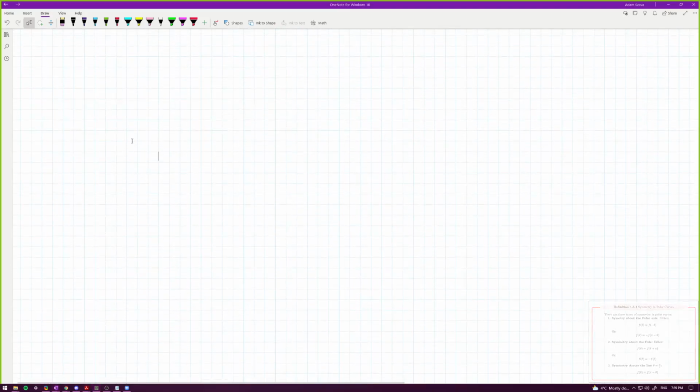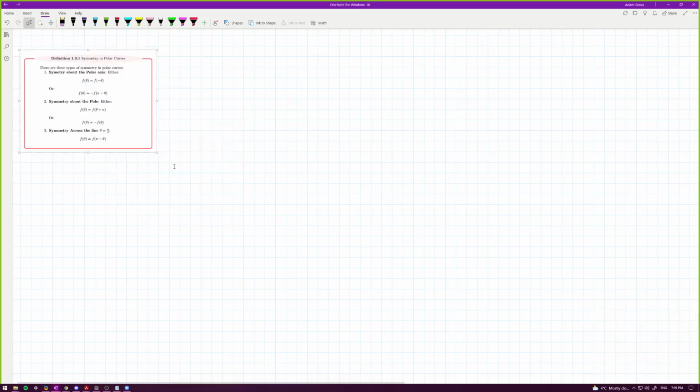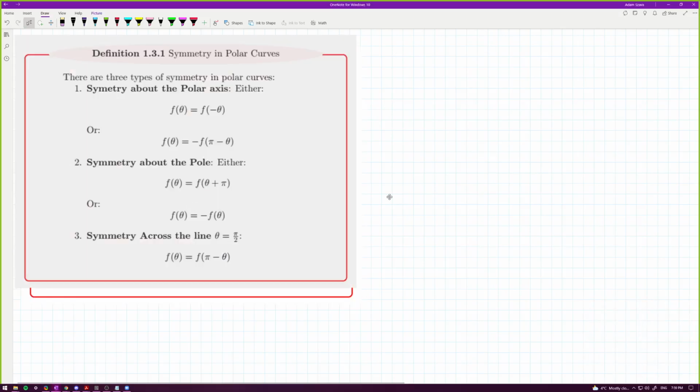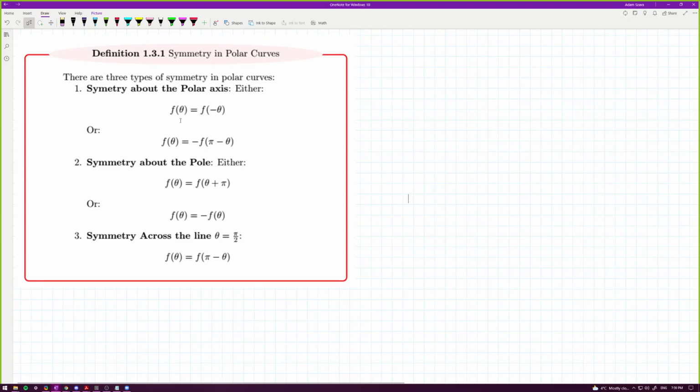So here are all the rules to figure it out. Symmetry about the polar axis: if either of these cases is true, they don't both have to be true, both of these are tests, if one of them is true, then it's symmetrical about the polar axis. Then you have symmetry about the pole, and again, two separate tests. If either one of them is true, then you are symmetrical about the pole, and then symmetry across the y-axis. And the pole is the origin, right? Pole is the origin, yeah.